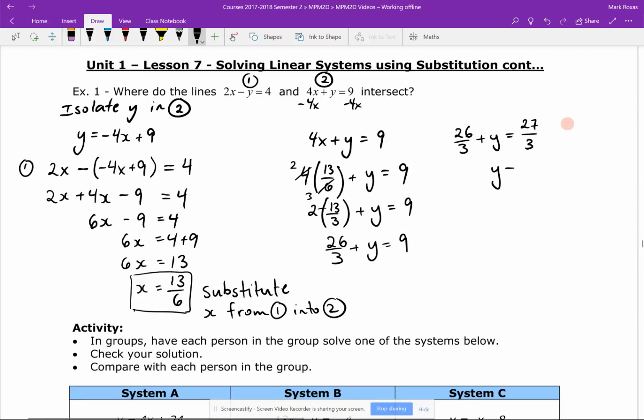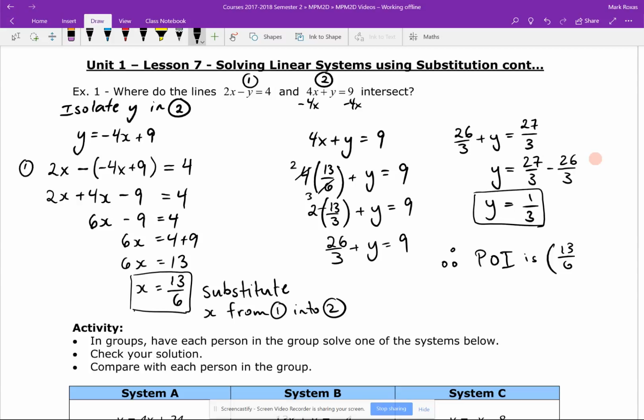Now I have to isolate y. So if I keep y on the left side, I'd have 27 over 3 on the right side. Subtract both sides of the equation by 26 over 3, so minus 26 over 3. And so there I now have y isolated, and I have my two fractions I can subtract because they have the same denominator. When I subtract the numerators, 27 minus 26 is 1 over 3. So y equals 1 over 3. And there's your y value. And so your point of intersection, or your solution, is x comes first, so 13 over 6, and then y, which is 1 over 3. And there you go.